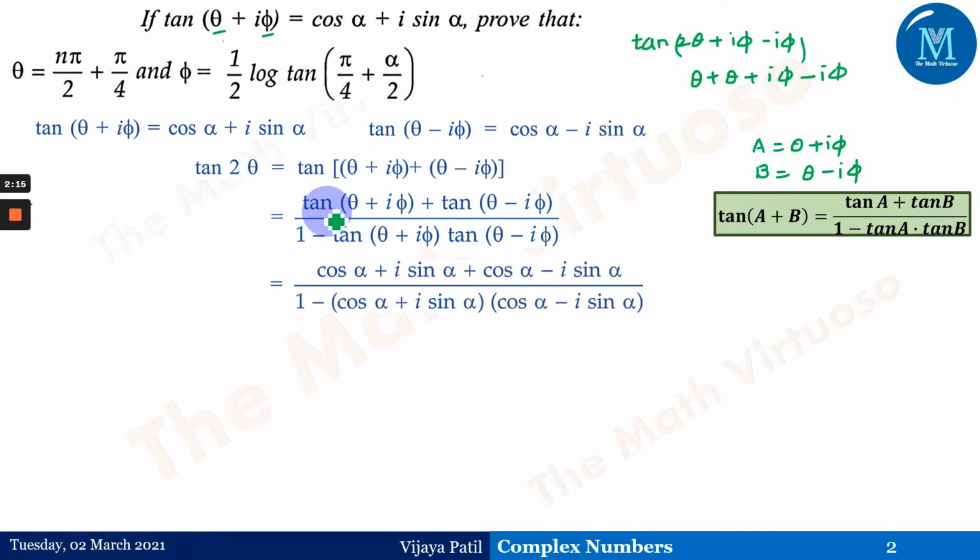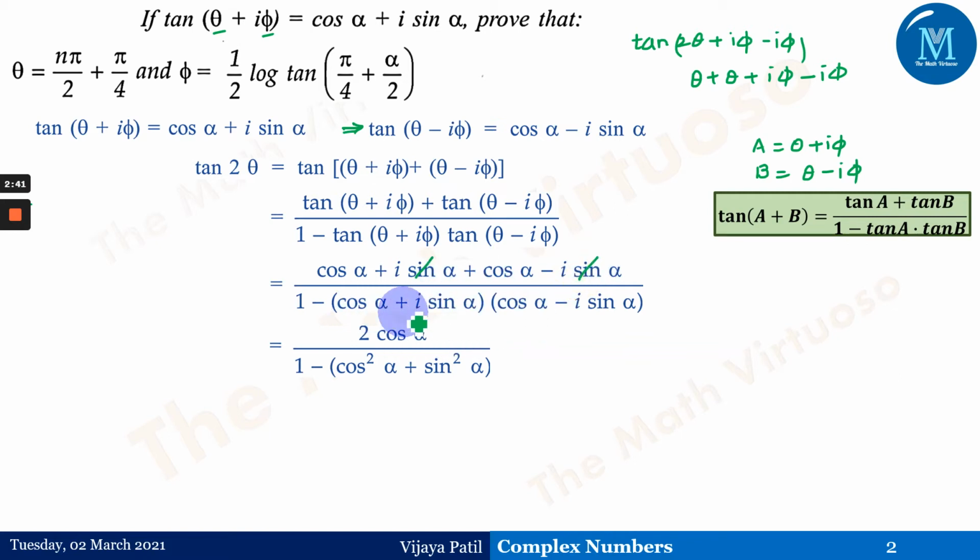Now we know that tan of theta plus i phi is given to us as cos alpha plus i sin alpha. This is already given in the example, and similarly based on this statement we can write down tan of theta minus i phi as this. So we are just putting those values over here. After putting the values and simplifying, if you observe, i sin alpha and minus i sin alpha will cancel out.